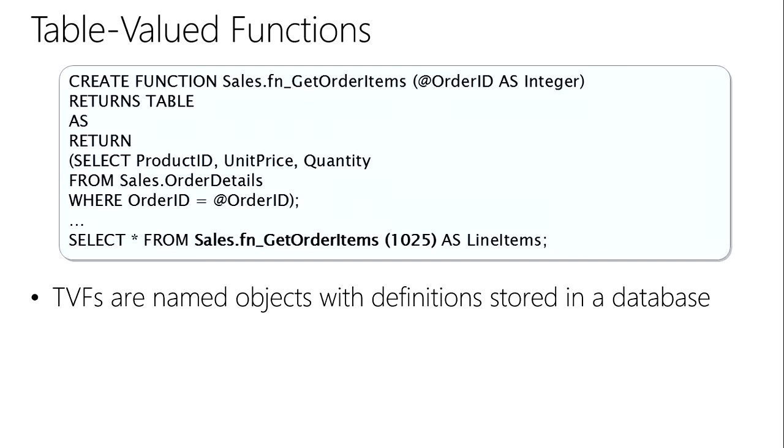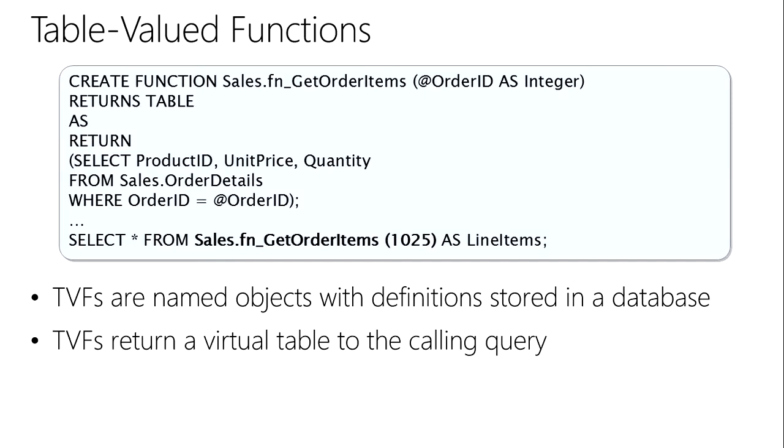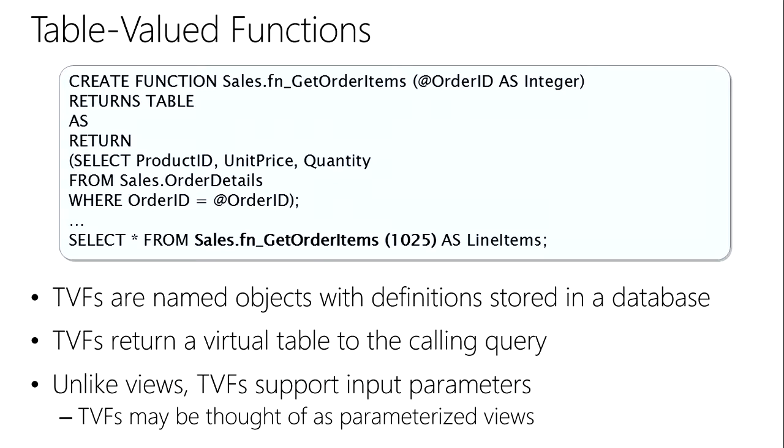A table-valued function, as its name implies, is a specific type of function that returns a table. So it's an object, again, a bit like a view. It's stored in the database. It's a permanently defined object that lives in the database. And it returns a virtual table to a query that calls it. So in some ways, it's kind of like a view in the way that it's persisted. The major difference is that we can parameterize these things.